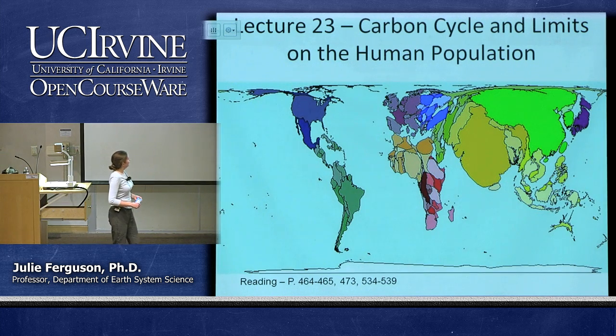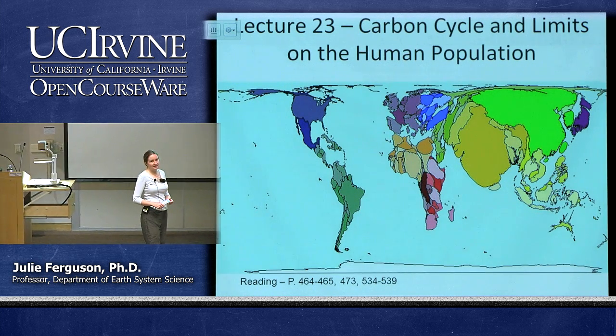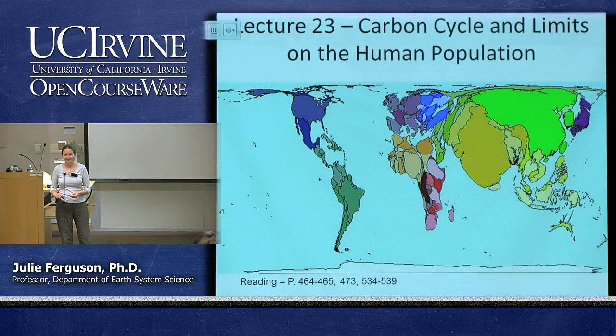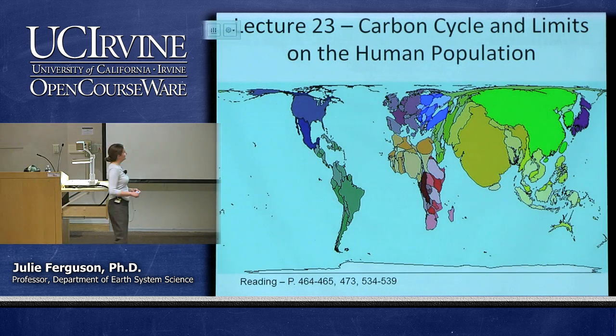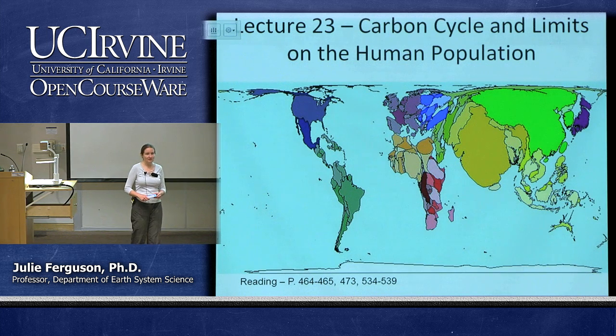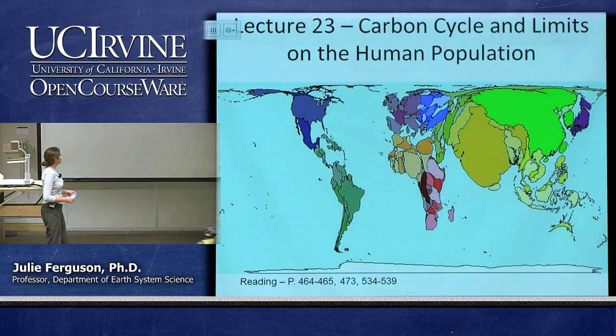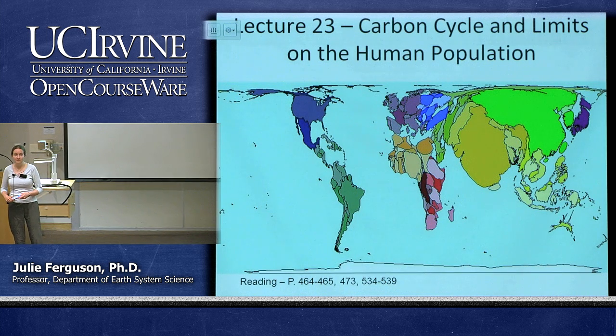So what do you think my map here represents? It's a little bit different from the normal map you see. What do you think it's showing? Population, absolutely. So you can see Canada more or less disappears completely. India expands massively, so you can really see where a lot of the world's peoples are.